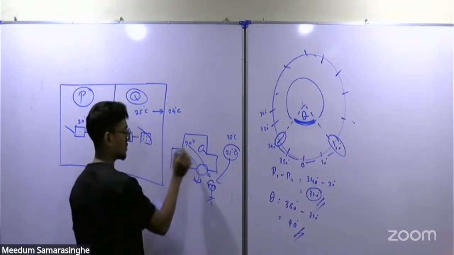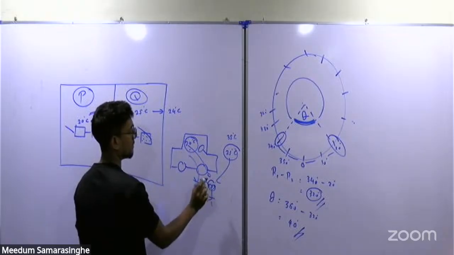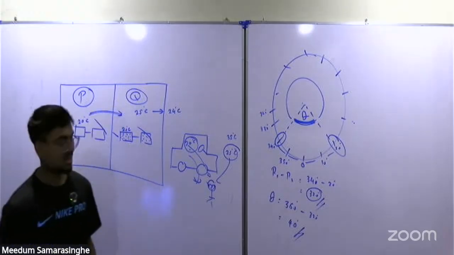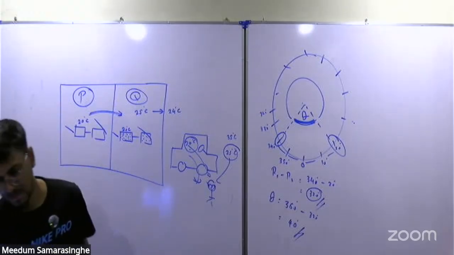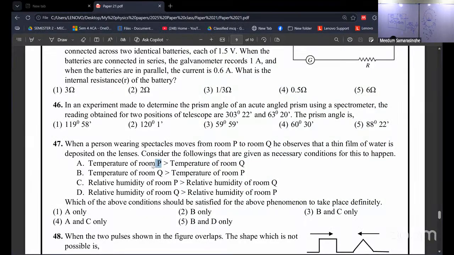So for this to happen, for sure, the temperature of this one should be lesser than this one. The other way around is not correct, right? So that is the must. Let's move to the answers. This is a past paper question actually. For this to happen, the necessary condition is that the temperature of room P should be lesser than Q.